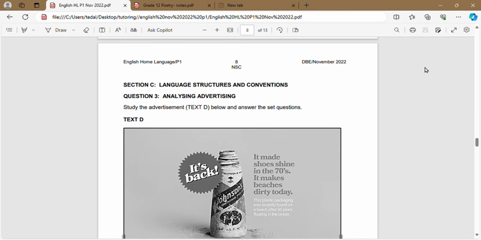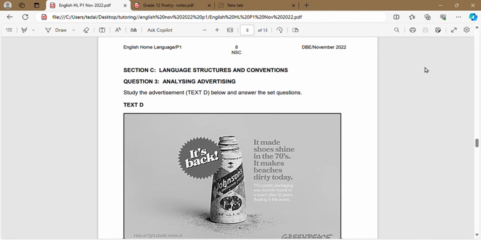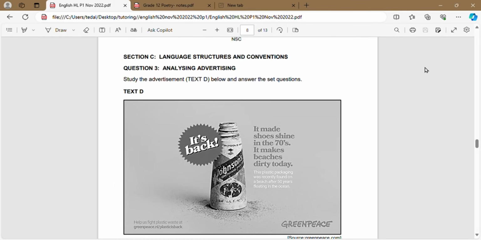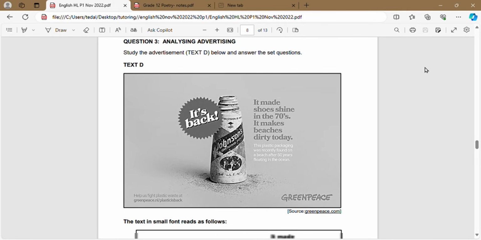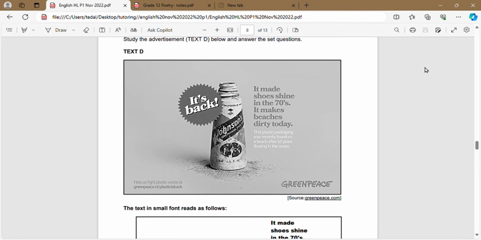Then you get section C, which is the language structures and conventions. And the question is asking you to analyze advertising. So it says, study the advertisement, text B, below, and answer the set questions. So they give you an advert. Usually with adverts, you have to look at things like the color, the font that they use, what is written in a bigger font, what is written in a smaller font, what does that mean, what is the meaning of the advertisement, what message are they trying to give you, who is the person who created the advert, and what are they trying to tell you, what is it that they stand for, right?